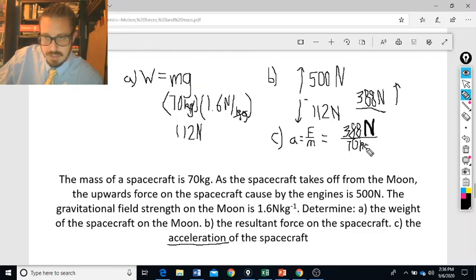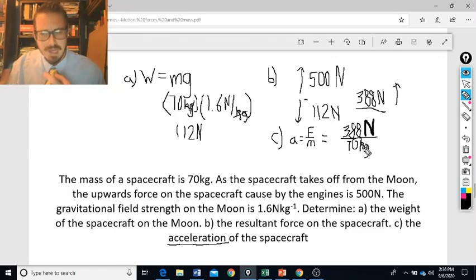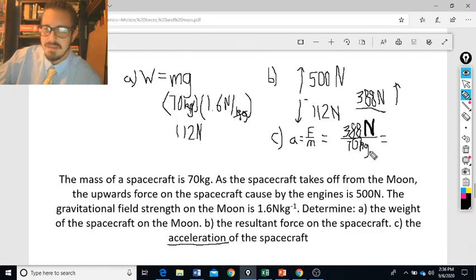The unrealistic thing about this question, I suppose, is that usually the mass of a spacecraft is going to change because all of its fuel is being expelled there. But this question is a little bit simpler than that. I would say somehow this spacecraft has a constant mass of 70 kilograms, to make it a little bit easier for us to deal with. So 388 newtons divided by the somehow constant 70 kilogram mass of our rocket would be 5.5 meters per second squared of acceleration.